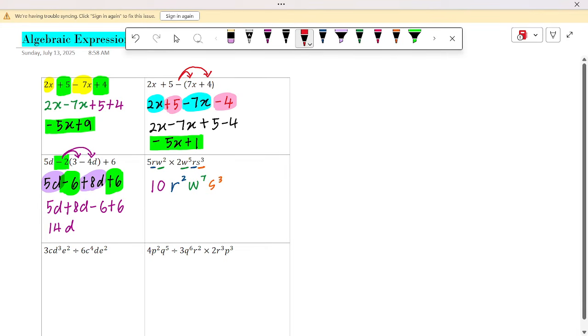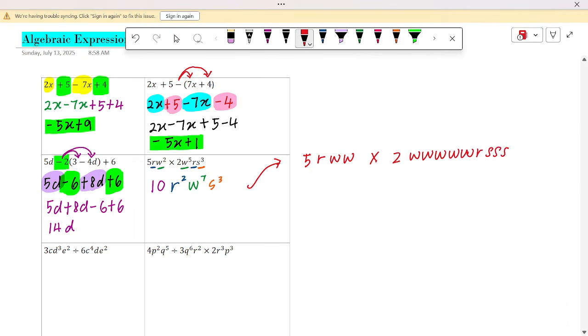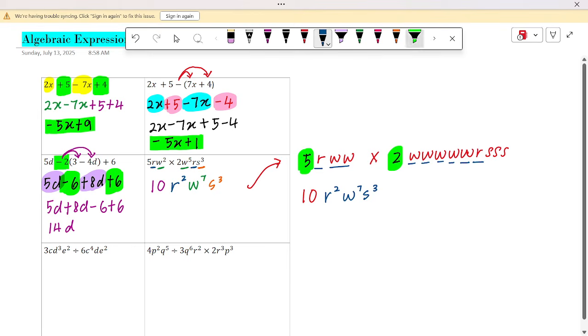Okay, those who have difficulties following this method, you can also do the long method, which is 5 r w squared means 2w times 2w is 5, 1, 2, 3, 4, 5. You have r and s 3 times. So then you just take your numbers. 5 times 2 will give you 10. So you have r 1, 2, so r squared. W you have 2, 3, 4, 5, 6, 7. So you have w power 7, s you only have 3. So you still get the same answer as given here.